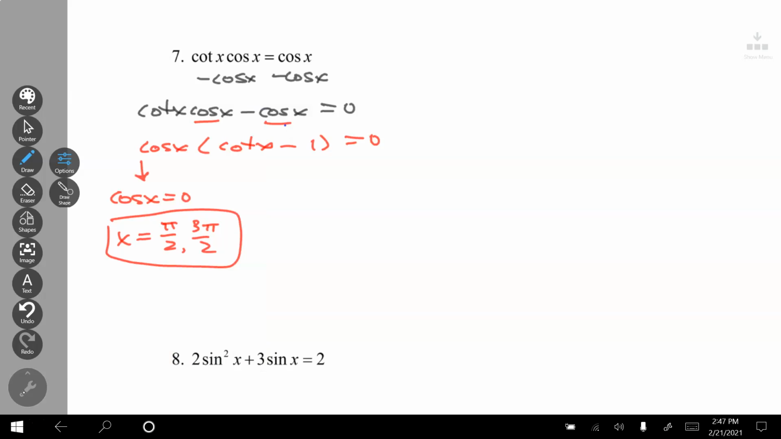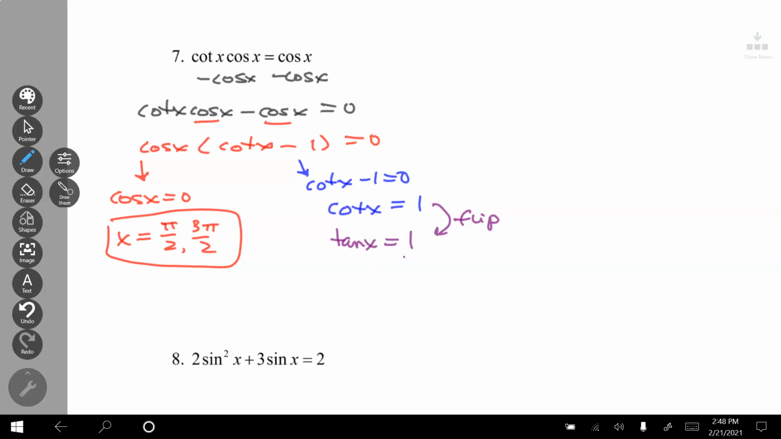Now this one, cotangent of x minus 1 is equal to 0. Add the 1 and get cotangent of x is equal to 1. Now what I'd rather do is not deal with cotangent or any of the other reciprocal properties. I'd rather flip everything. Not only going to flip the function from cotangent to tangent, I'm going to flip the number. Well, in this case, flipping 1 still gives you 1. So it didn't really have much of an effect, but I still flip both the trig function and the number.